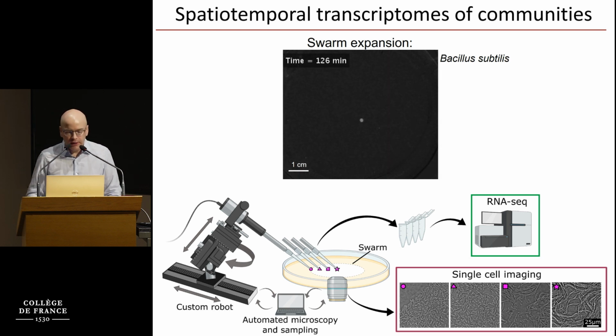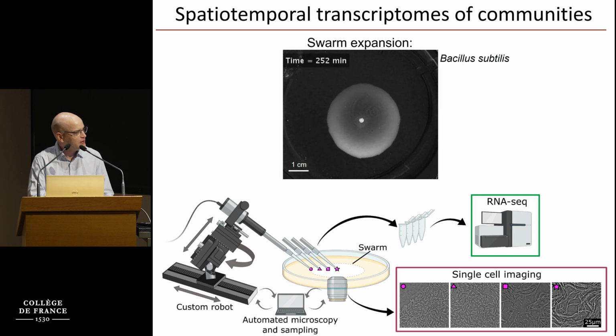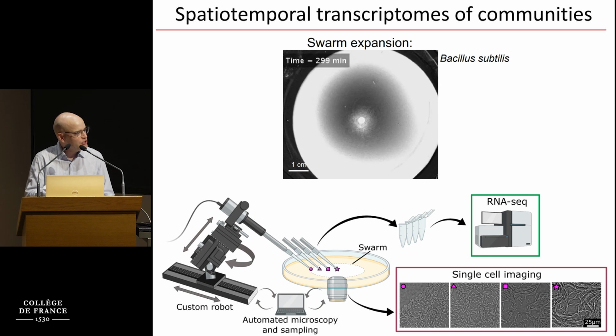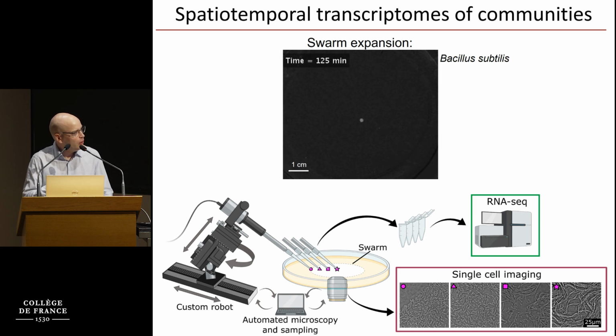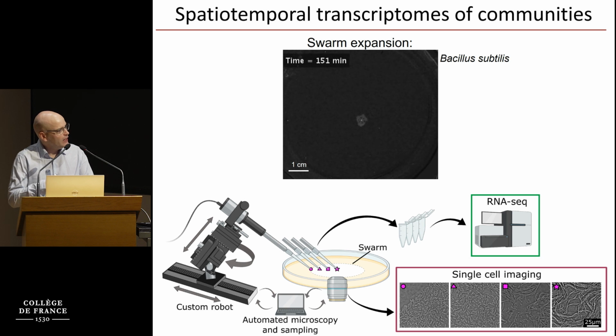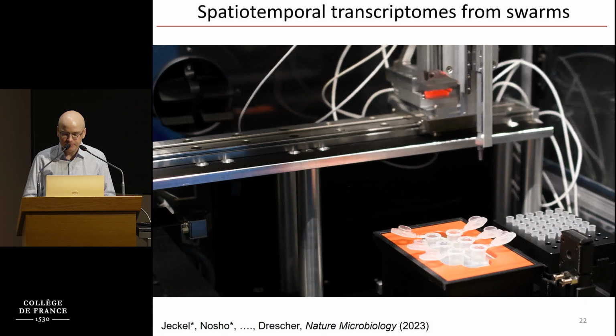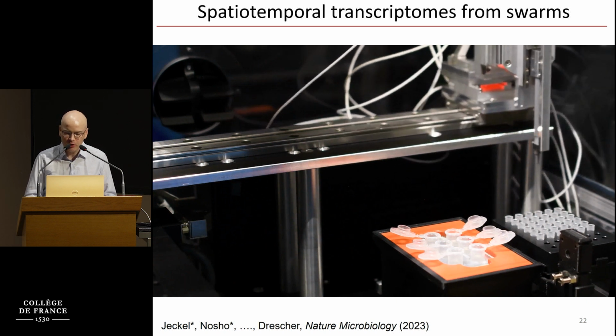Now, to really get a comprehensive view of the dynamics of these communities, we don't only image it at single cell resolution. We have a microscope that is attached to the bottom here that can track the cells at cellular resolution as the swarm expands outwards. So we have the single cell imaging data in space and time. But we also developed a robot to acquire samples in space and time for transcriptome measurement. So we have both the imaging and the microscopy data available. And this is what this robot looks like.